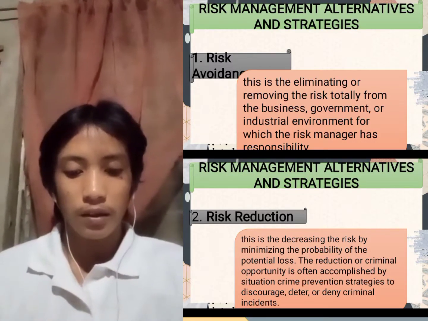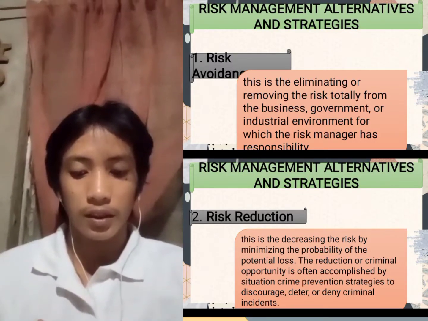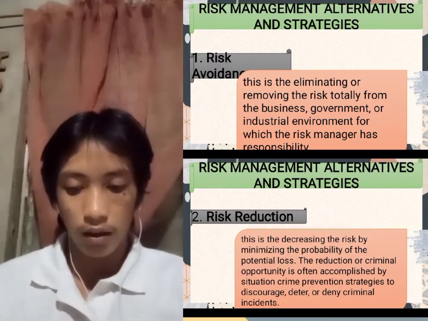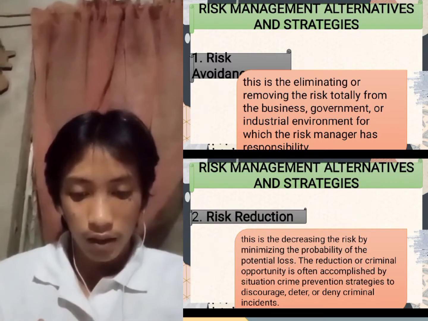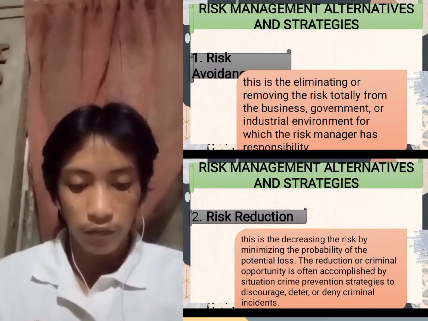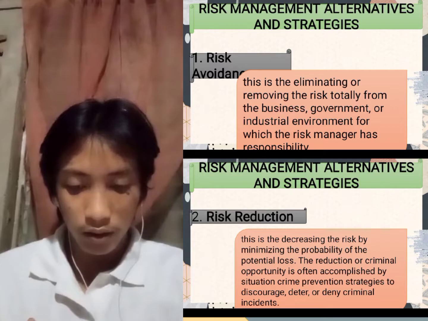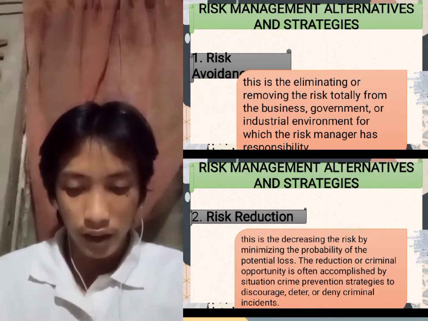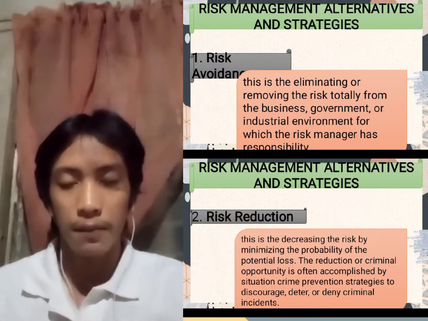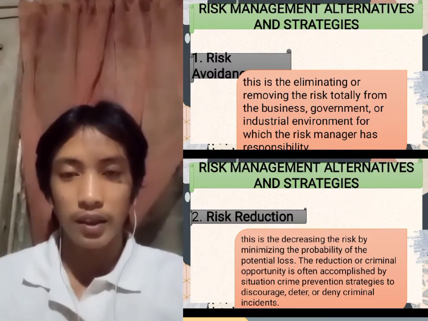Risk management alternatives and strategies. Number 1 is risk avoidance. This is eliminating or removing the risk totally from the business, government, or industrial environment for which the risk manager has responsibility. So, there is a risk avoidance.